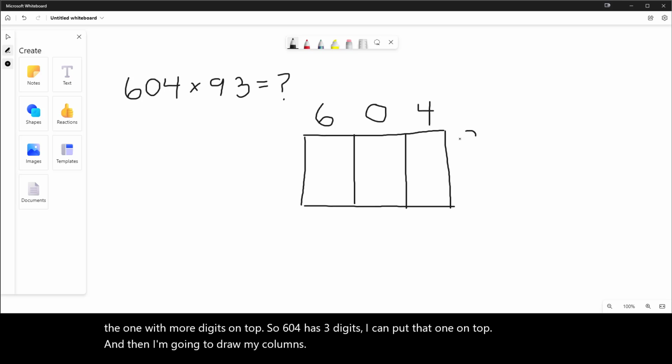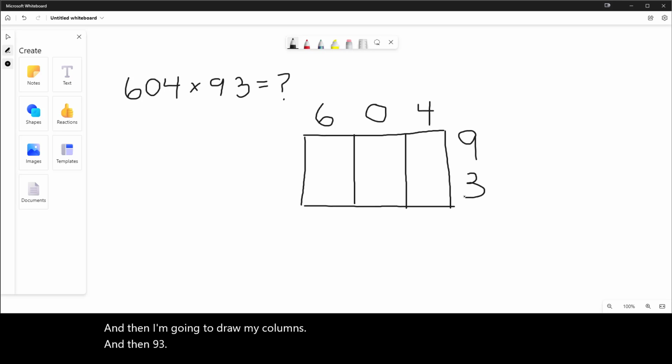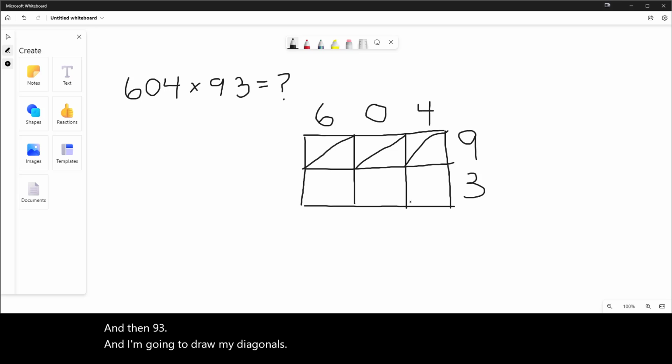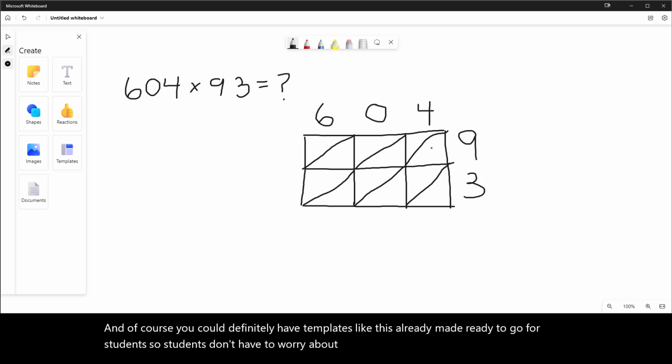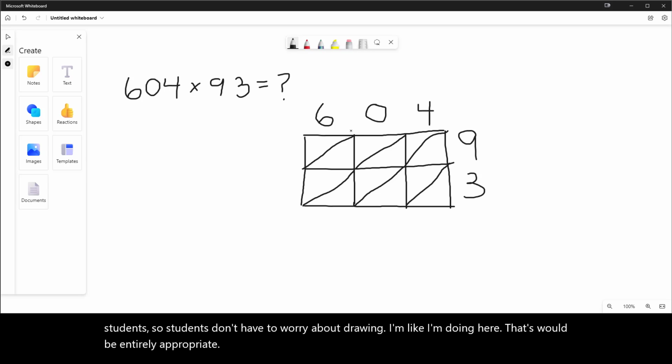And then 93. And I'm going to draw my diagonals. And of course, you could definitely have templates like this already made, ready to go for students, so students don't have to worry about drawing like I'm doing here. That would be entirely appropriate. So again, doesn't matter what order we go in.